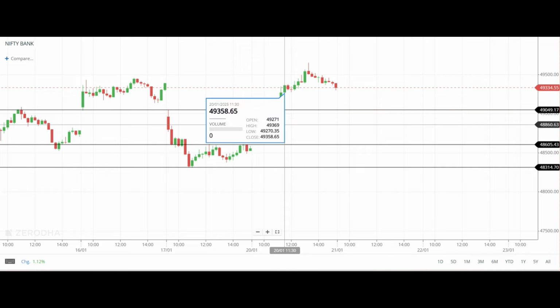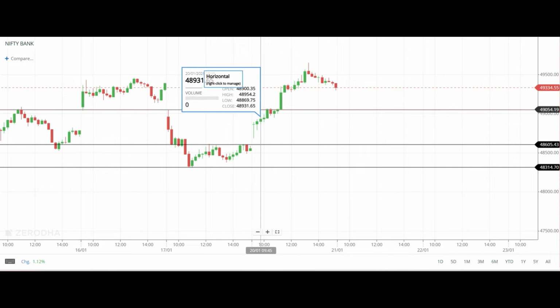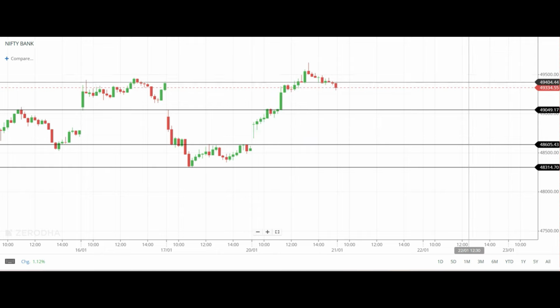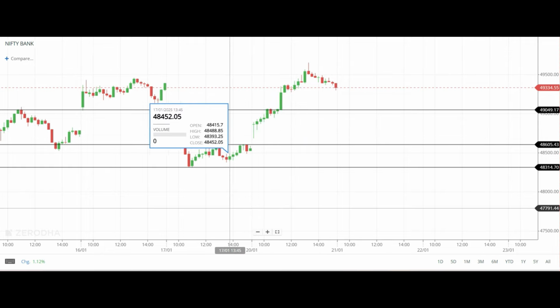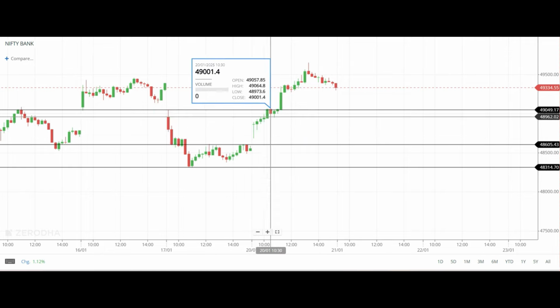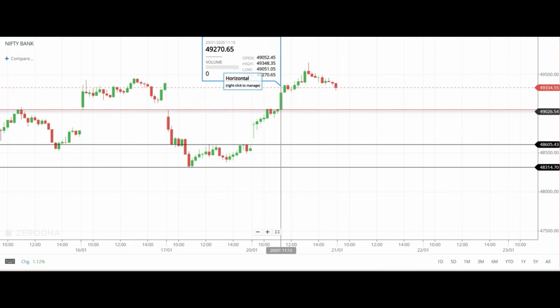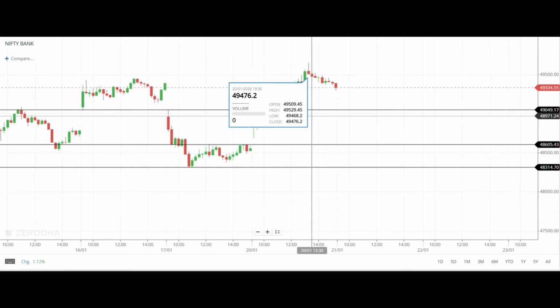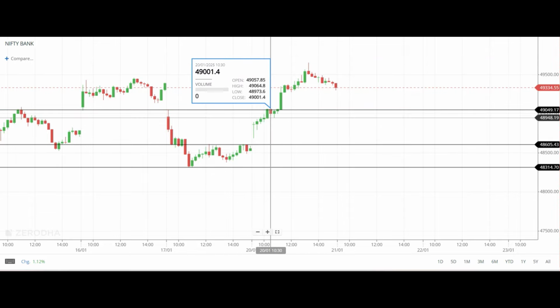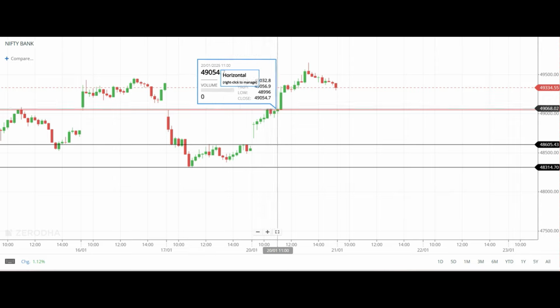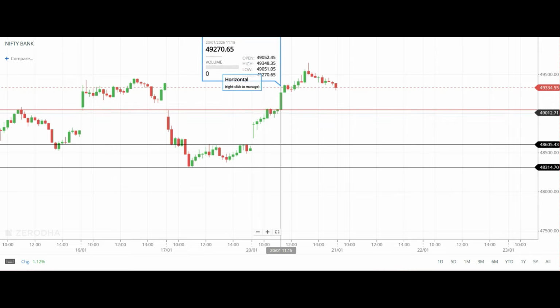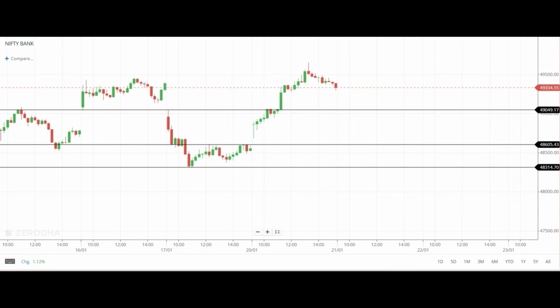Here you can see at 49,000 the price is trying to close above that, and it is maintaining there. So one could have taken a trade here with a small stop loss, like a small flag pattern, and based upon this price action one could have got a decent profit in Bank Nifty.